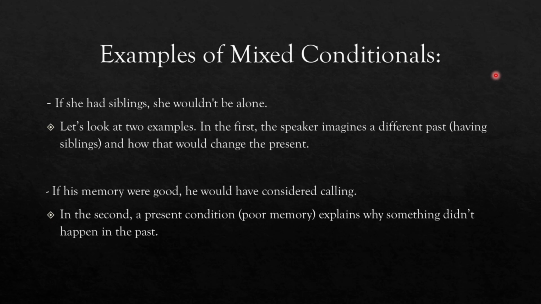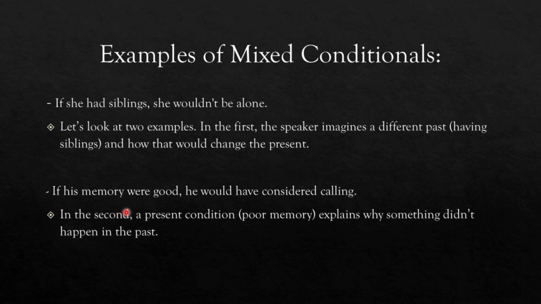Now we have examples of mixed conditionals. Number one is: if she had siblings, she wouldn't be alone. Let's look at the two examples. In the first, the speaker imagined a different past, having a sibling, and how that would change the present. You notice the time shift here: the past, if she had siblings, and the present, she wouldn't be alone.